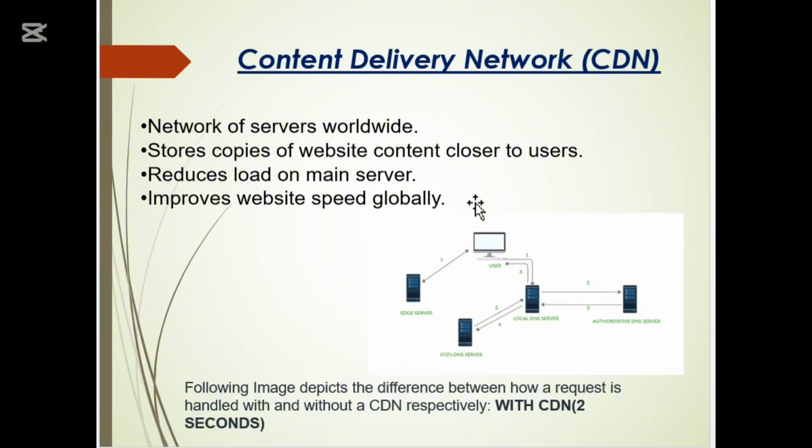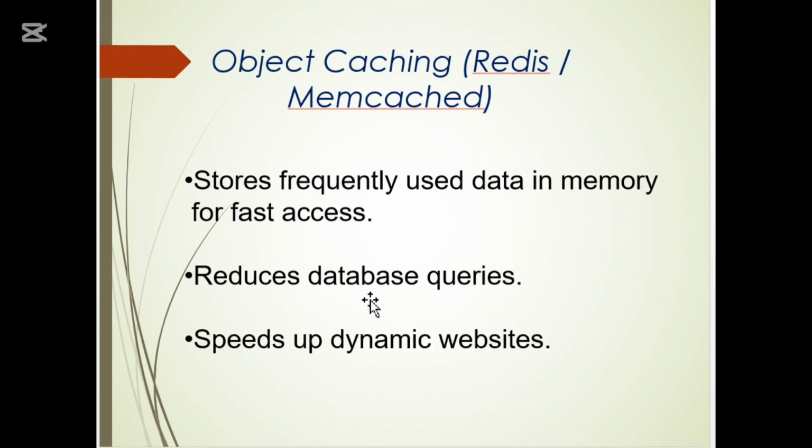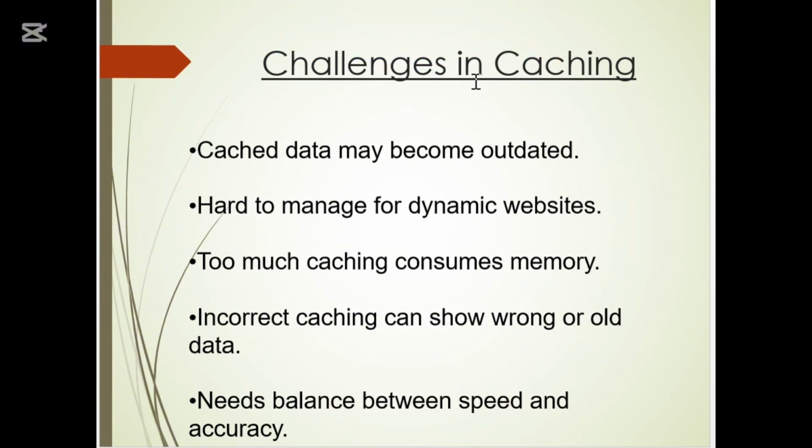Assalamu alaikum everyone. Content Delivery Network (CDN), a network of servers worldwide, stores copies of website content closer to users, reduces load on the main server, improves website speed globally. Now next slide. Object caching stores frequently used data in memory for fast access, reduces database queries, speeds up dynamic websites. Now challenges in caching.